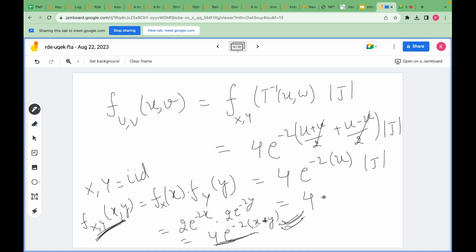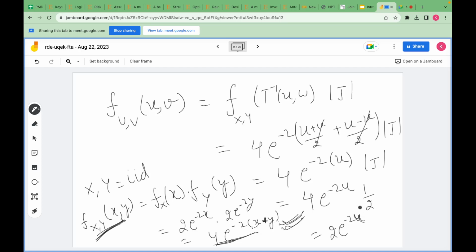So this is 4e to the power minus 2u, and the Jacobian was minus 1/2, but we are taking the mod of the Jacobian, so this will be 1/2. So it is 2e to the power minus 2u.